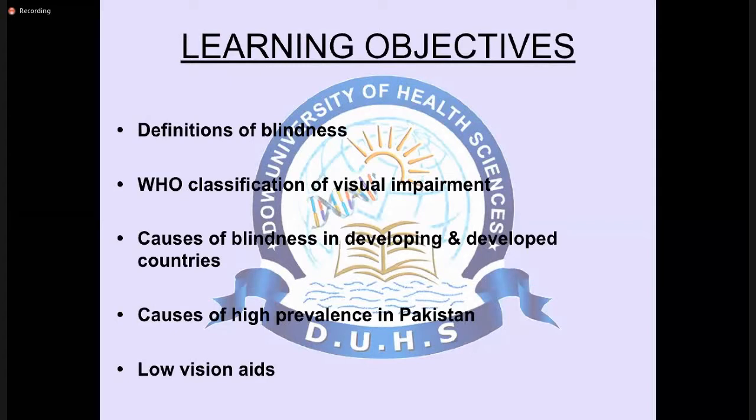Alternative methods for recording visual acuity are decimal notations. Example, 20 by 20 is equal to 1.0, 20 by 40 is 0.5, and 20 by 200 is 0.1. And these are decimal notation, as well as there is metric notation, like 20 by 20 is equal to 6 by 6.